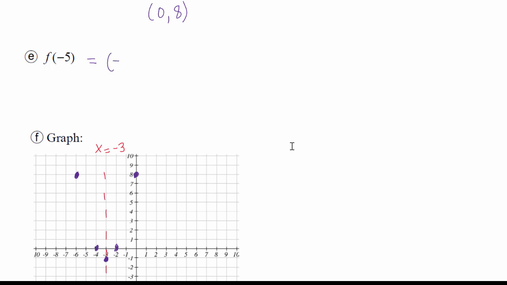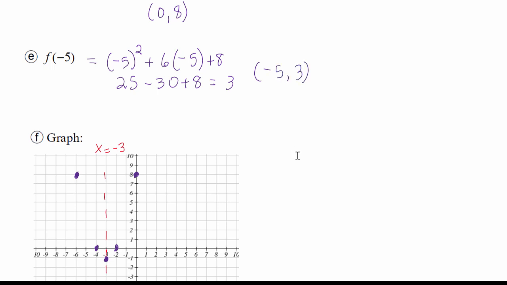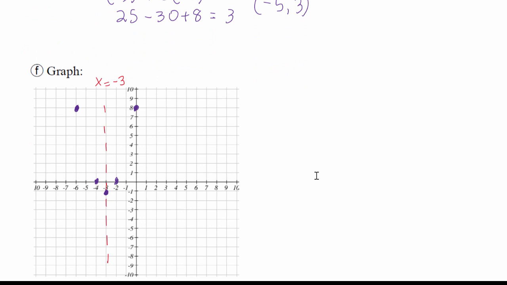Let's substitute -5 into our equation so we can find the y-coordinate and use our order of operations here. And so looks like we've got 3. So -5, 3 is on our parabola. So let's see if it is, right? Because we've got a good shape going here, don't we? So -5 and up 3 right there. And across the axis, we've got the mirror image at -1, 3.